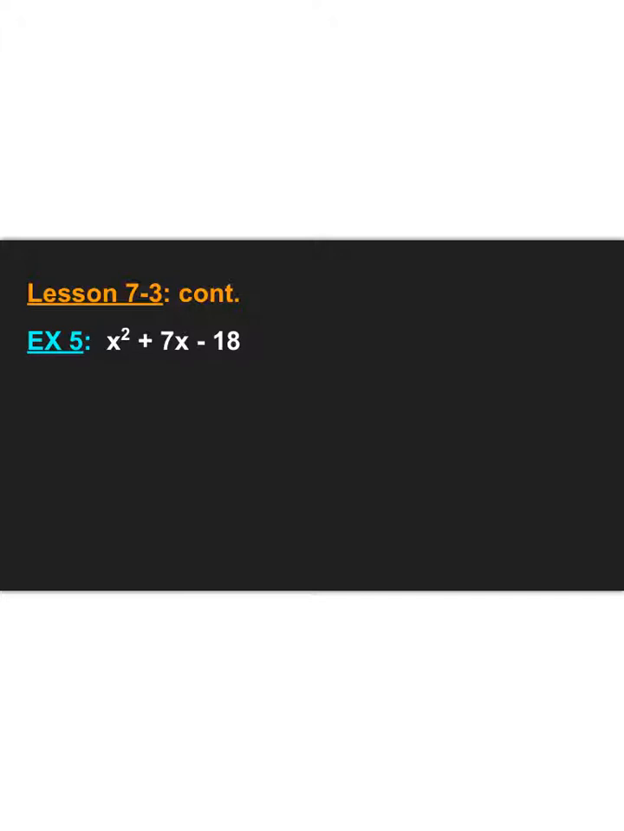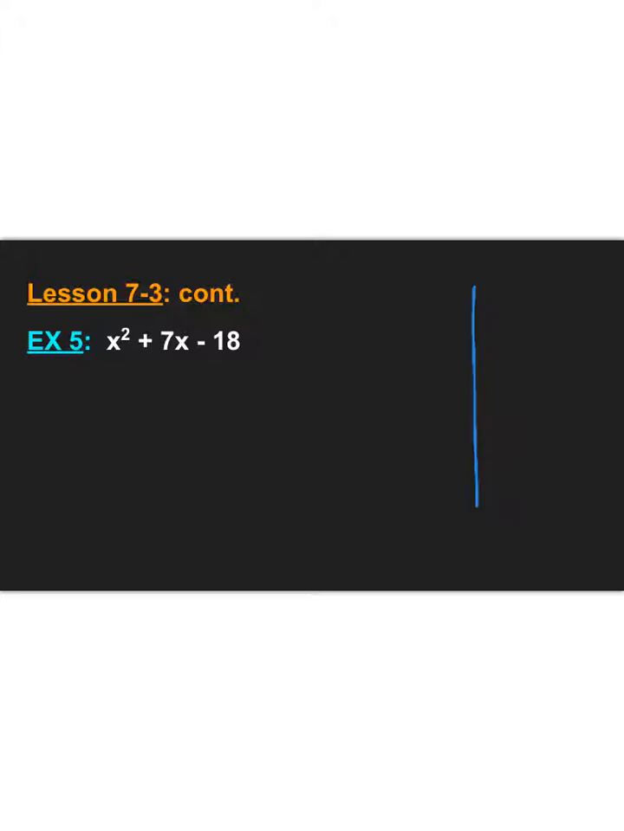So this time in example 5, we actually for the first time have a -c. So if you read it backwards, we're going to take the factors of 18 and subtract them to get a +7. So I should be looking for my factors of 18 in the subtraction column, not the addition column. So let's set up our table.